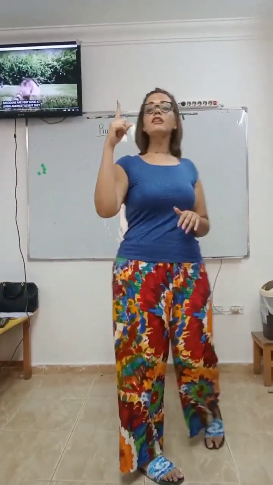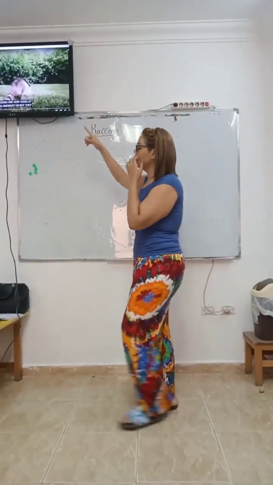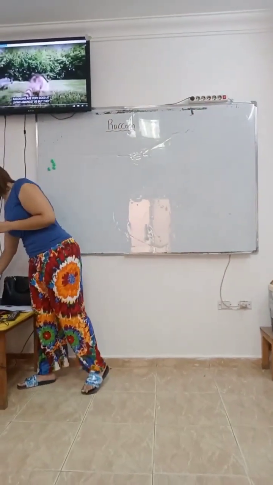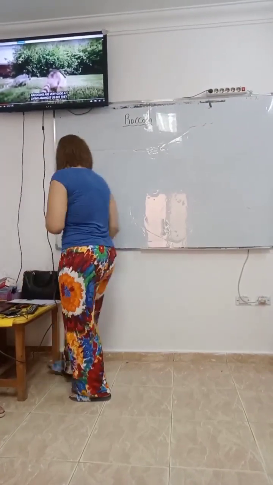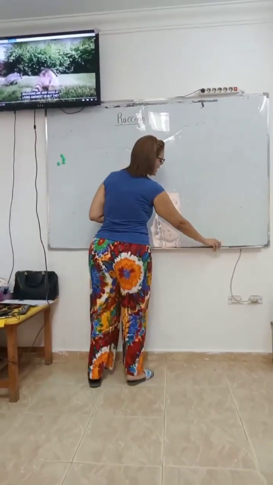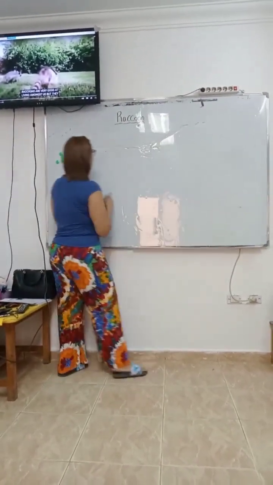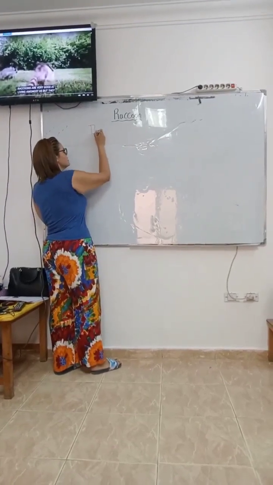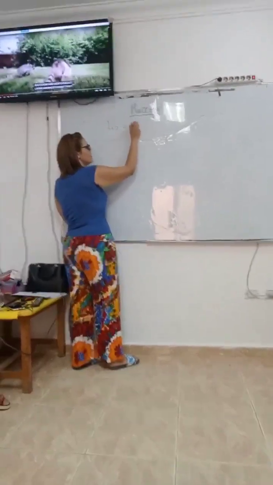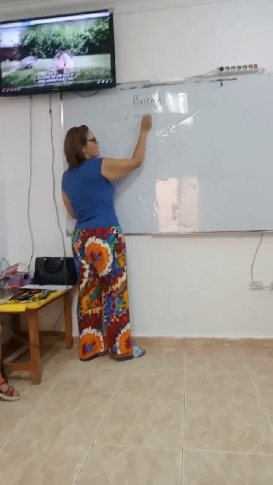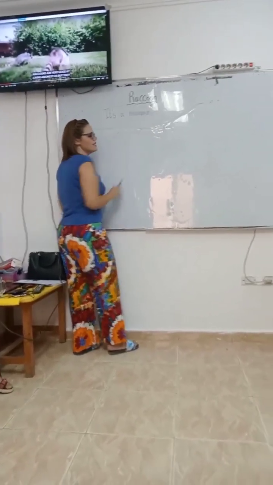So the first information we know about the raccoon is the raccoon is a mammal. It's a mammal. Great job. The raccoon is a mammal.